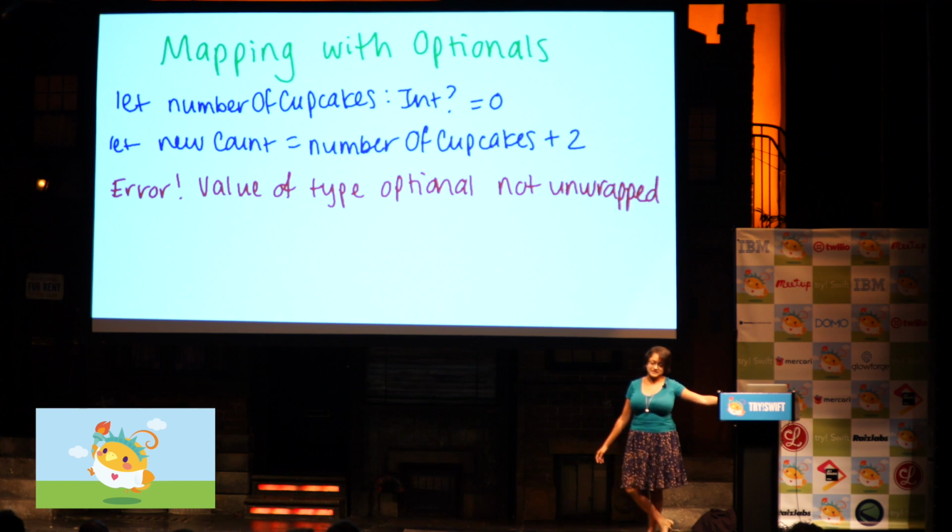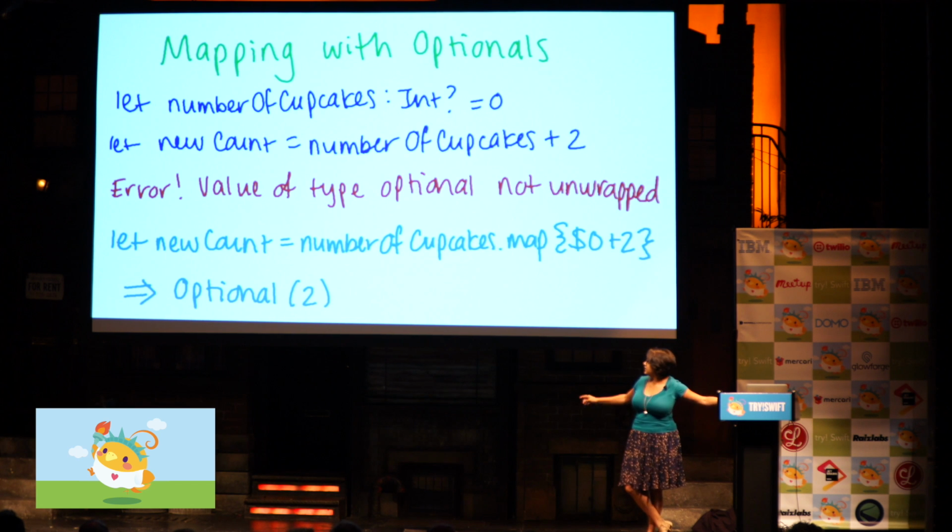Mapping is pretty nice in that if you send something into a map, it will unwrap it on the inside. It will turn it into an actual integer, and then you can add 2 to it, and then it will rewrap it as an optional and return it back to you. So you can send in something that's optional, it will unwrap it, do whatever function you want on it, and then send it back to you rewrapped as an optional.